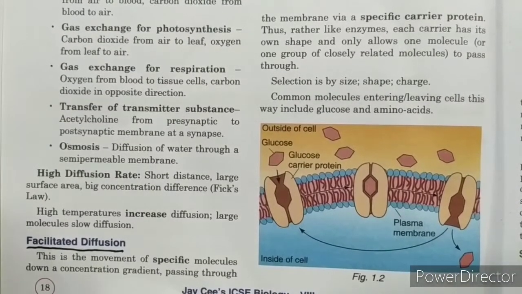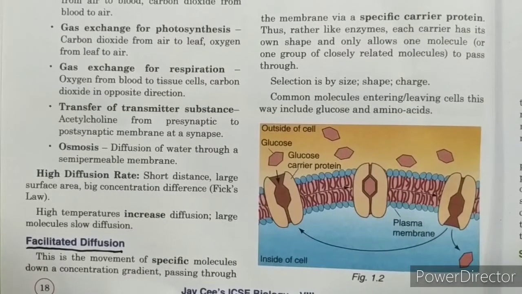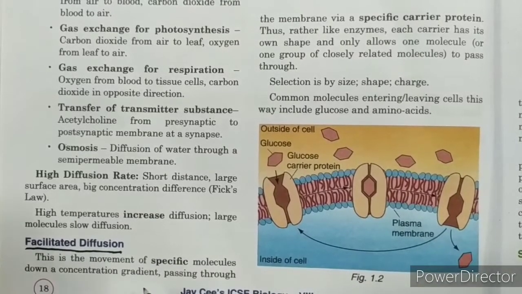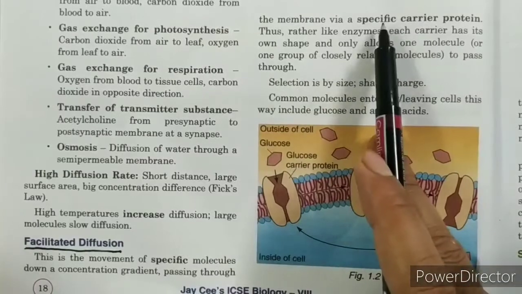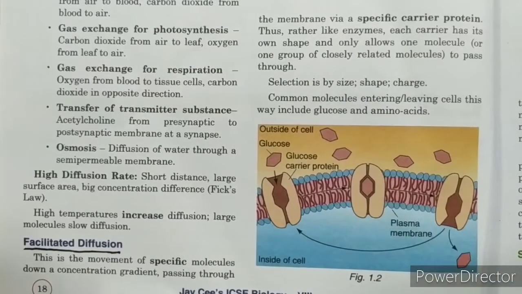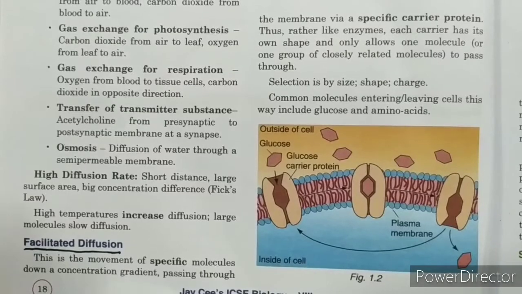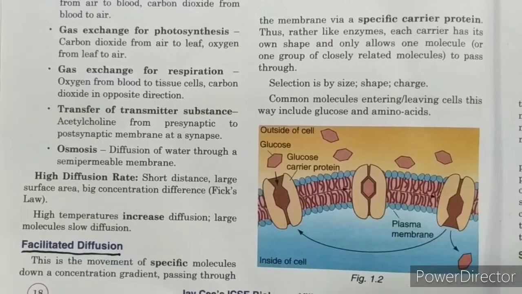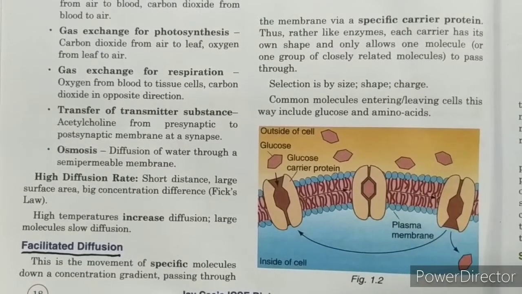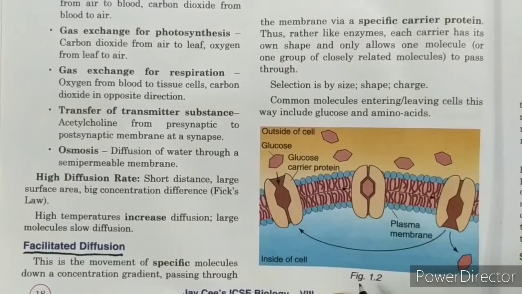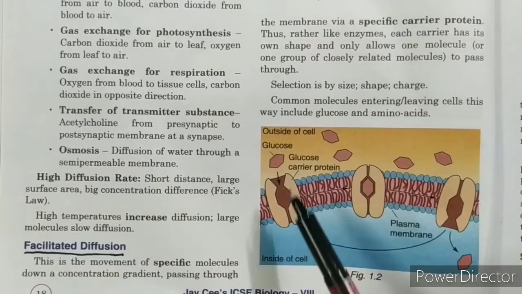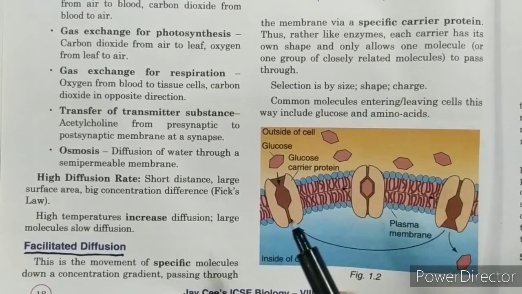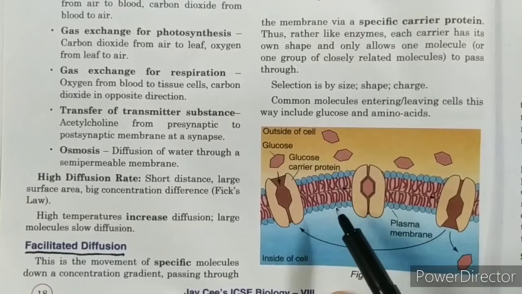facilitated diffusion. This is the movement of specific molecules down a concentration gradient, passing through the membrane via specific carrier proteins, which means that it is a type of diffusion in which there are proteins. So they only allow specific molecules. For example, in figure 1.2, you see the molecules of glucose passing through the membrane into the cell. And how are they doing it?